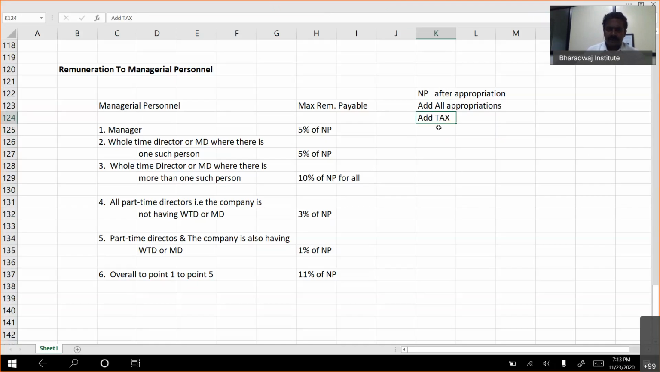Add back tax. Add back remuneration already charged in P&L account.